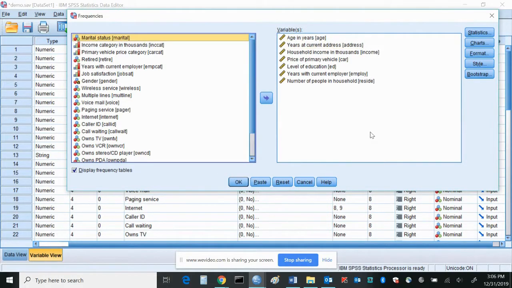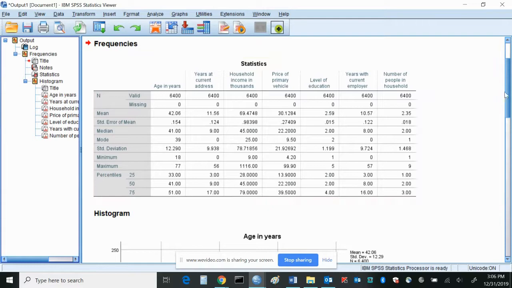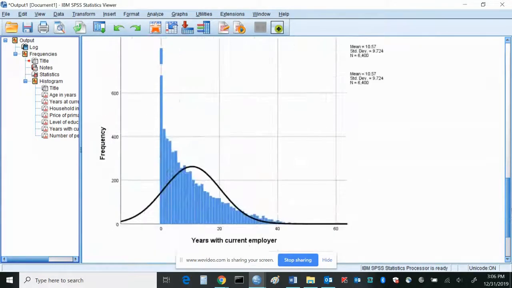So before we run this, we want to turn off the display frequency tables, because as scale measures, as interval ratio measures, we don't want to see those frequency tables. They'll just be pages and pages long, and they won't inform us in any way. And then we'll hit OK. And this is what we'll have. And we can talk about this now.